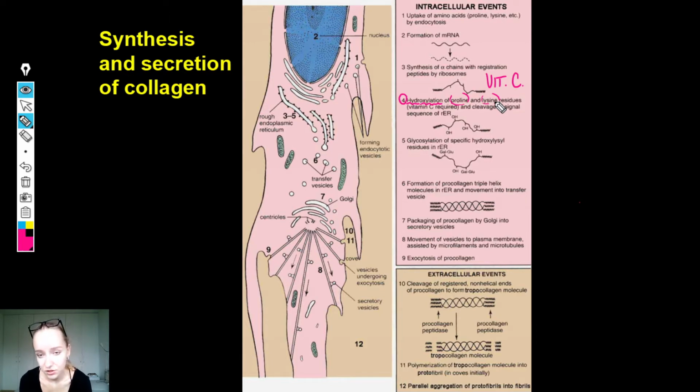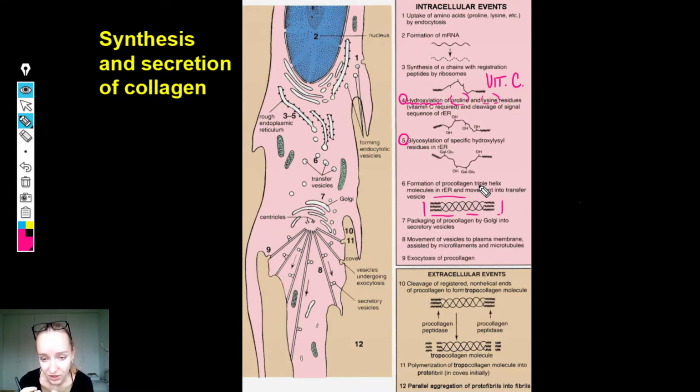And the next post-translational modification is glycosylation. Some molecules are more and some are less glycosylated. All this is already happening on the endoplasmic reticulum. So hydroxylation and glycosylation are happening in the endoplasmic reticulum. And as we can see right here, collagen polymerizes into a triple helix. So we have three chains that polymerize into a triple helix.